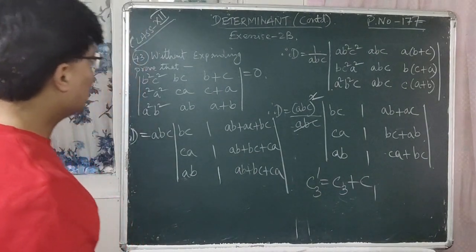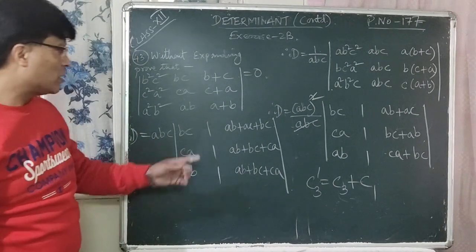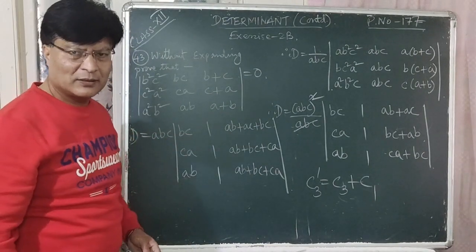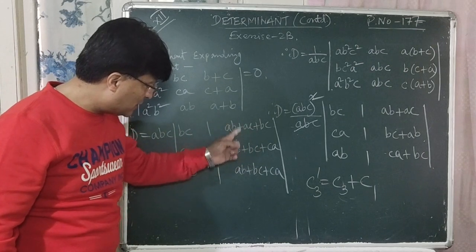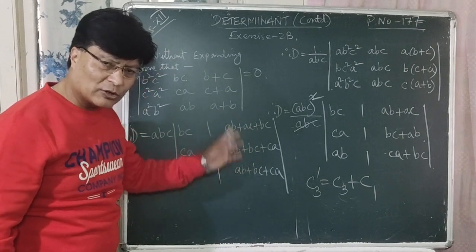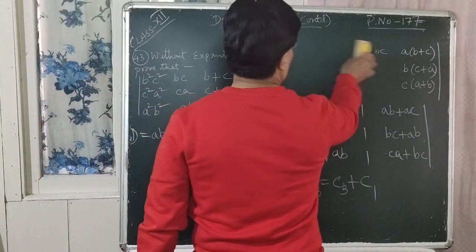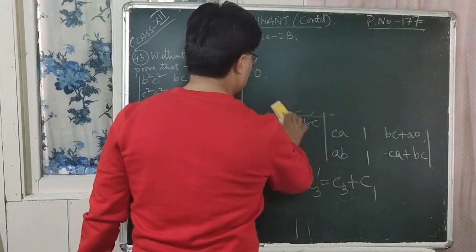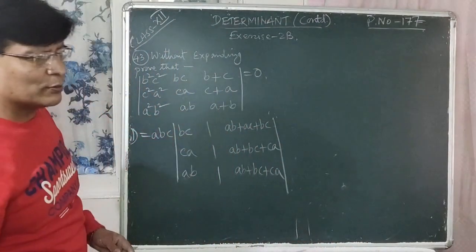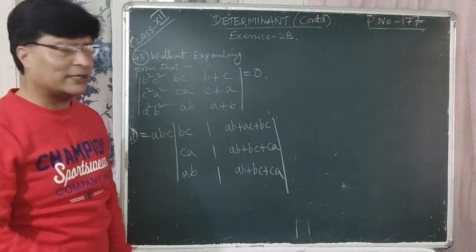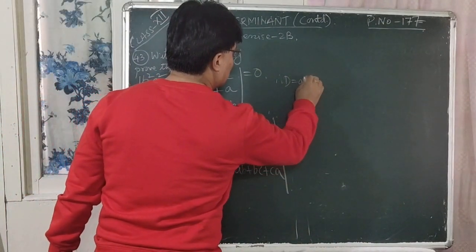So now what will you do in the next step? You can take common here. What is that common? This AB plus BC plus CA is common out here in the third column. You can take it outside. So let us take that common AB plus BC plus CA outside the determinant. Okay. So therefore D is equal to ABC.